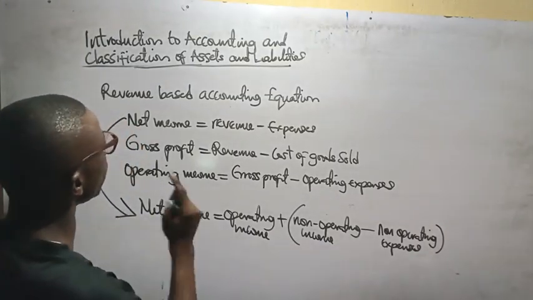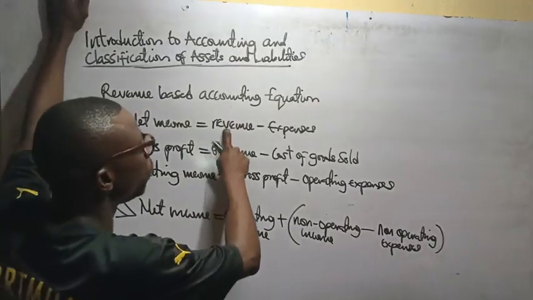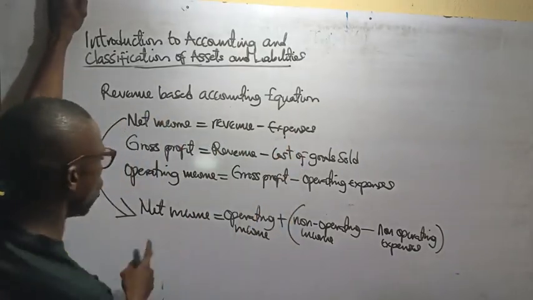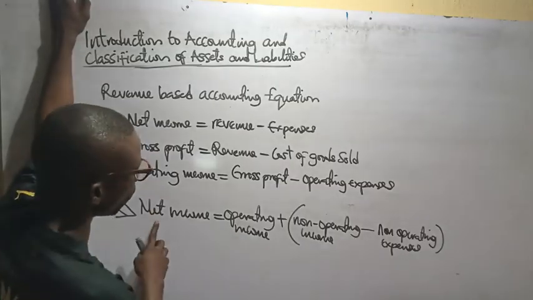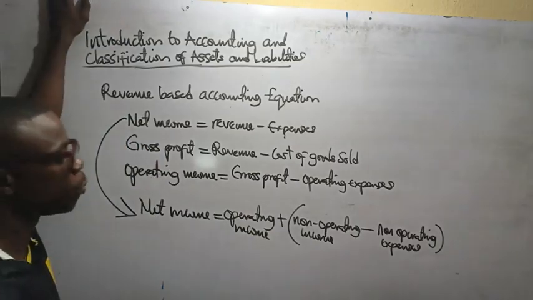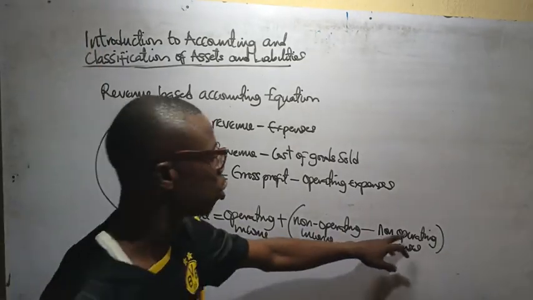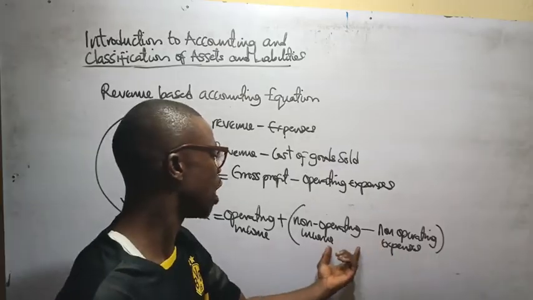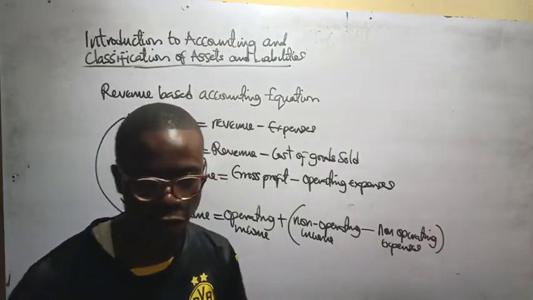So your net income can either be calculated as your revenue minus your expenses, or net income can be calculated as your operating income plus non-operating income minus non-operating expenses. So whatever you have here, you add it to your operating income.